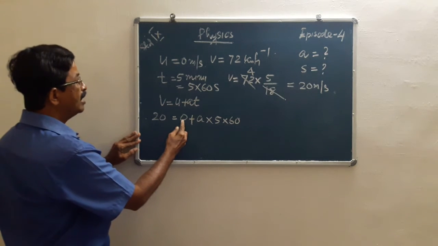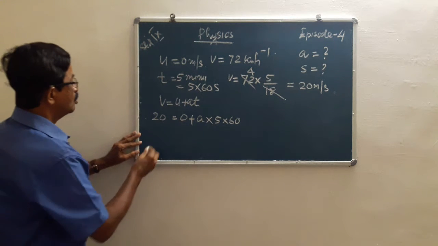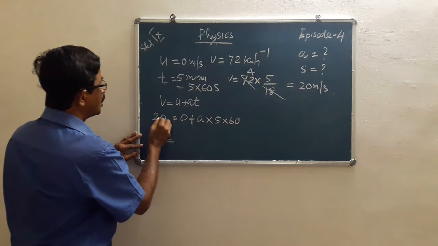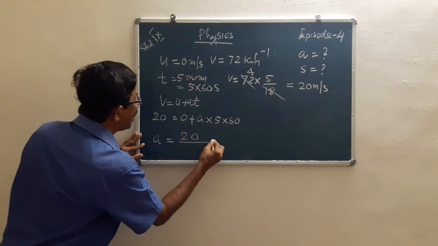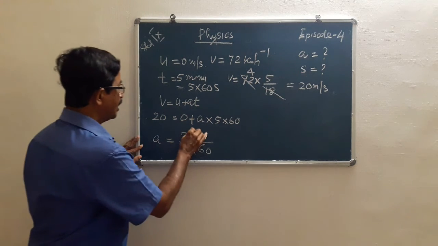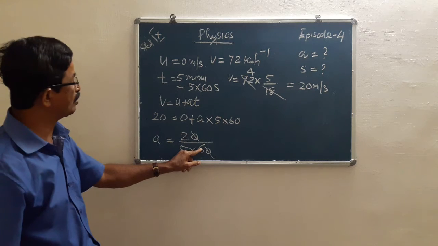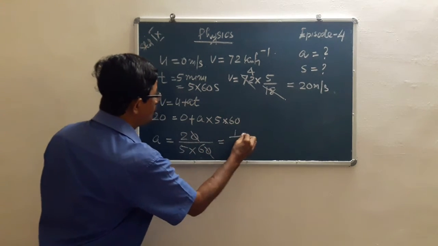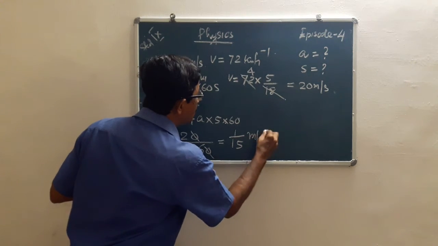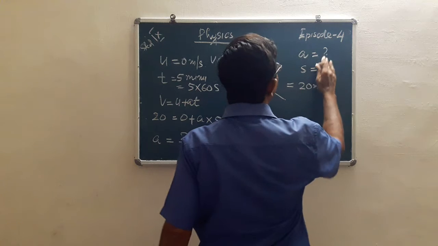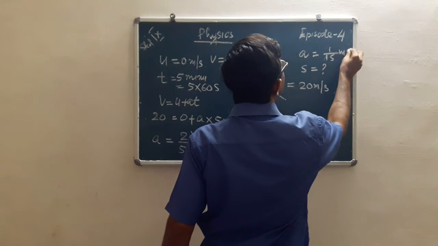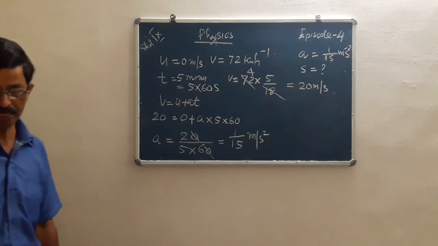Now, if we add this 0, there is no change. So to get A, this 0 we cancel. Then what we get? A into 5 into 60 is equal to 20. So A is equal to 20 divided by 5 into 60. That is, 1 0 we can cancel, and 2 and 6 we can cancel. Then what we get here? 1 times 2, here 3 times 2. 3 into 5, 15. 1 by 15. Acceleration unit is meter per second square. So the first answer we got: A is equal to 1 by 15 meter per second square. That is the acceleration of the train.